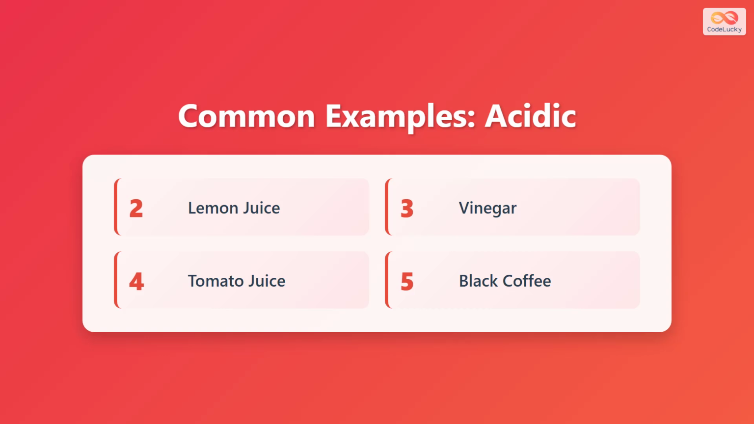Let's look at some everyday acidic substances. Lemon juice has a pH of about 2, making it quite acidic and giving it that sour, tangy taste. Vinegar comes in at around pH 3, which is why it's used in pickling and cleaning. Tomato juice has a pH of approximately 4, while black coffee sits at about pH 5. These common substances help us understand what different levels of acidity mean in practical terms.